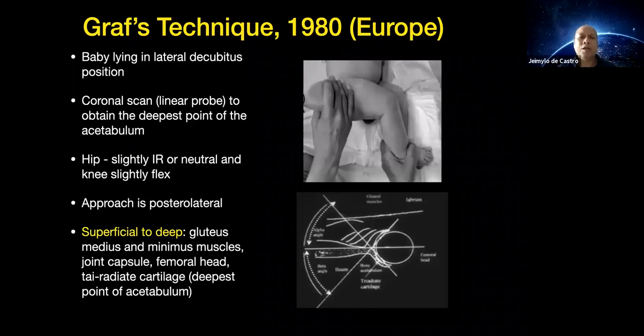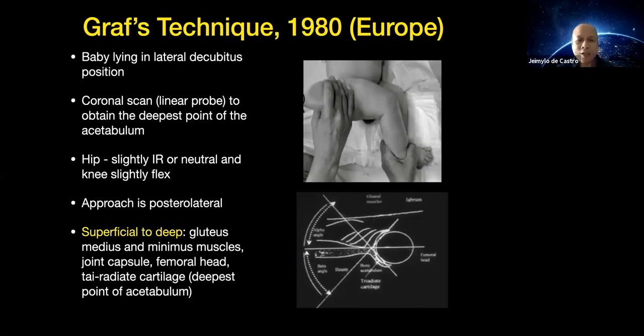So it's hard to talk with a child. Try to play with the child first until the child feels comfortable with the probe, and that assures him that it's not harmful to him, and then you can begin. So you do a coronal scan, and you go to the deepest point of the acetabulum, hip slightly internal rotated or neutral, and knee slightly flexed.